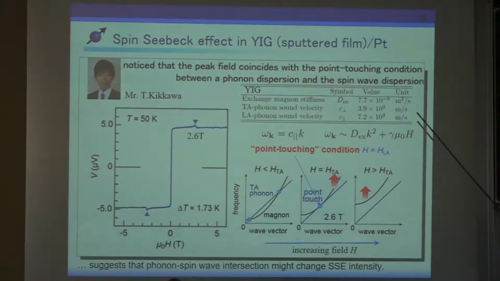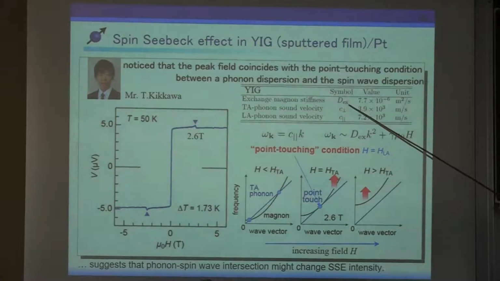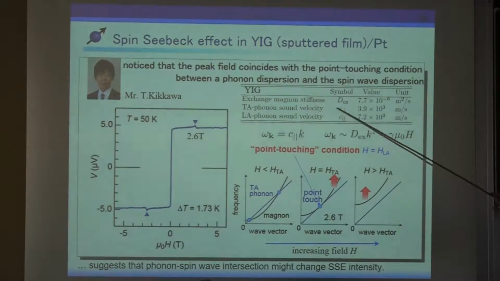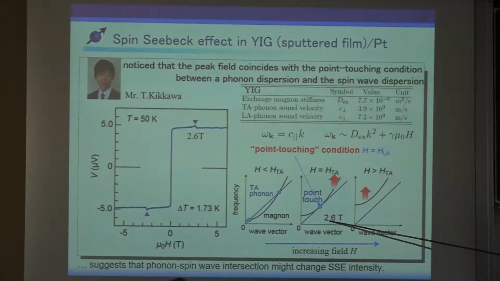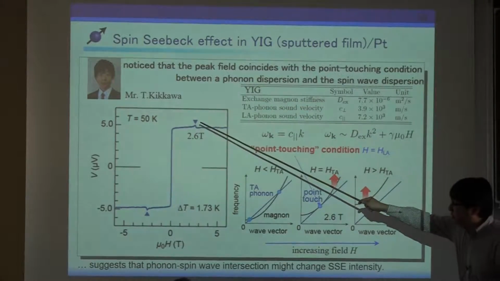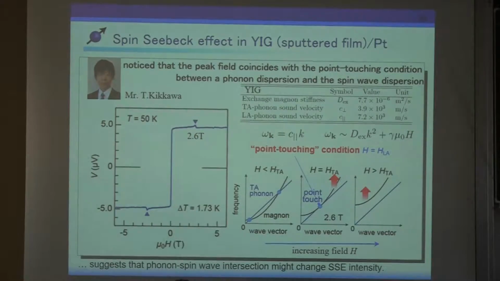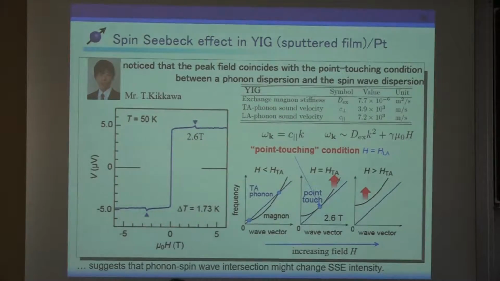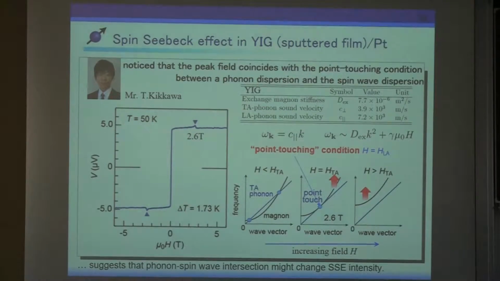So by using material parameters of YIG, like spin stiffness constant and sound velocity, he estimated that this point touching condition should be around 2.6 Tesla, which coincides with this field. So this data suggests that a phonon spin wave interaction might change the spin-Seebeck effect.